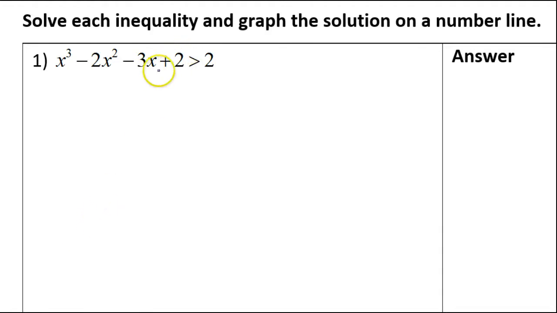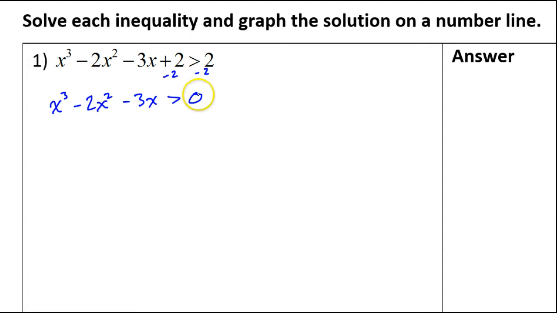In this video, I will show you how to solve polynomial inequalities such as this one. The first thing we need to do is get 0 on one side. So let's go ahead and subtract this 2 from both sides. So that's going to give us x to the third power minus 2x squared minus 3x. All of this cancels out, so we're going to have greater than 0.